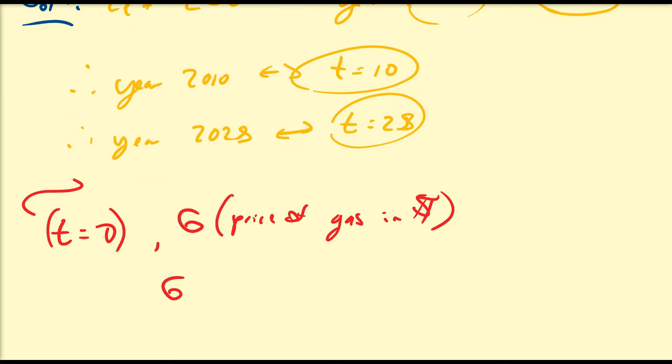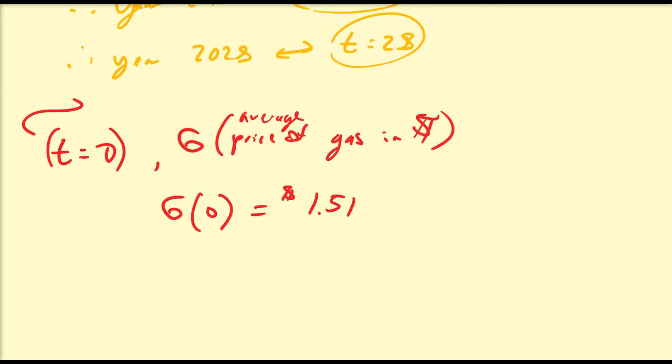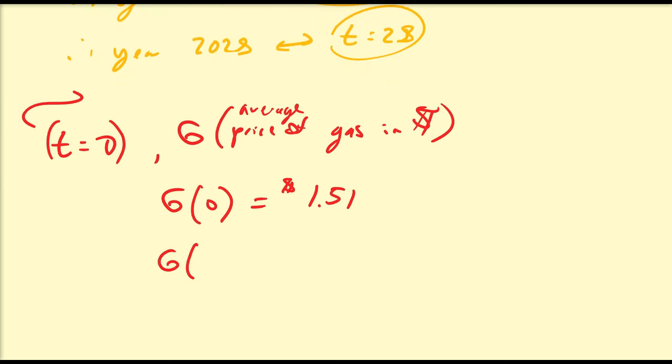So when t is equal to 0, we're given that the average price of gas is 1.51. It's also given that when t is equal to 10, the price is 2.96. So we're going to construct a linear model that satisfies these criteria.